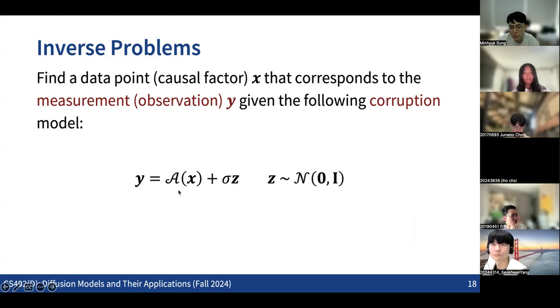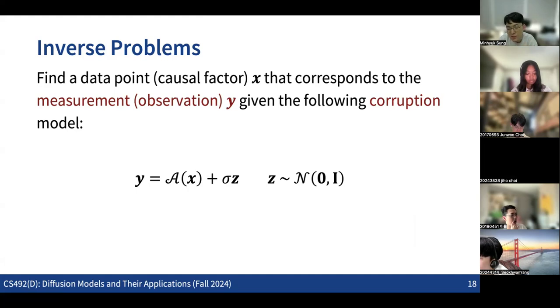Given also the information about the function A here, that is the inverse problem. So again, the information that we have here is the measurement y, and also the information about the function A, which is some operation applied to the causal factor x. So we know y and A, but we don't know x and z. So z is the corruption, some noise added to the measurement.